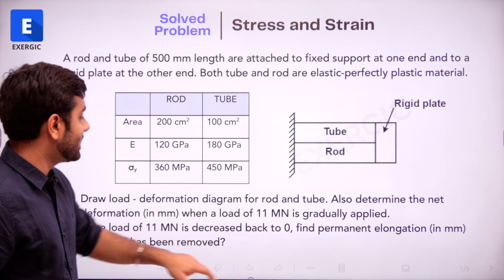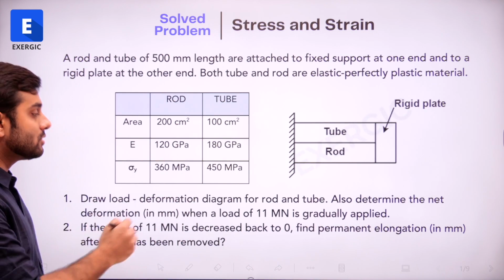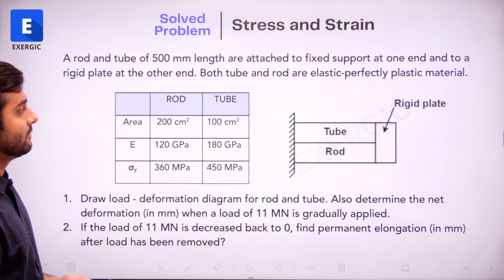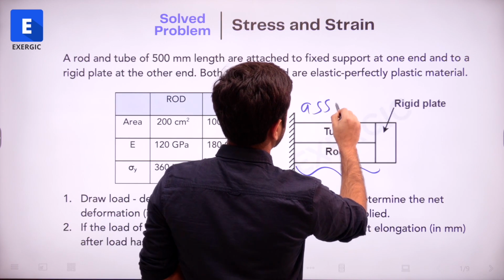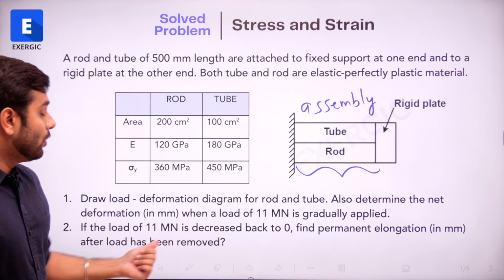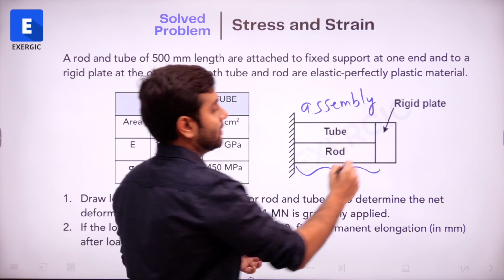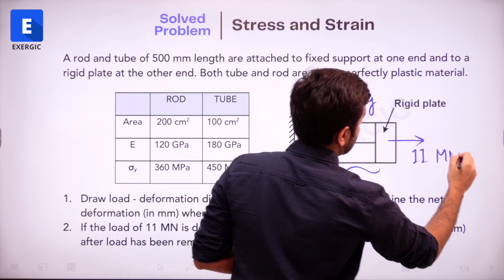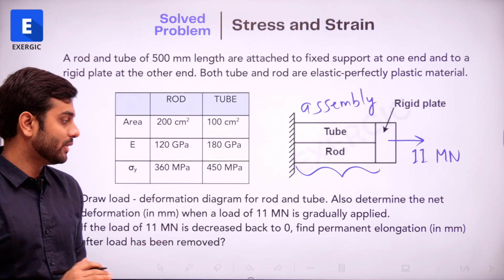Okay. So first part is asking you to draw the load deformation diagram for both of them, and it is also asking you to determine the net deformation in mm. Net deformation means the net deformation of this assembly, of this rod and tube assembly. When a load of 11 meganewton is gradually applied, how much is going to be the net deformation of this? Okay, this is first part of the question.